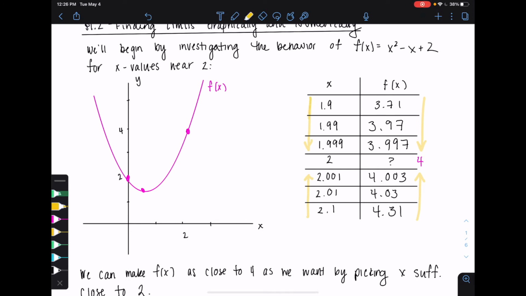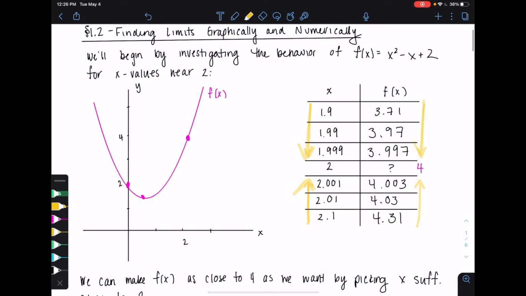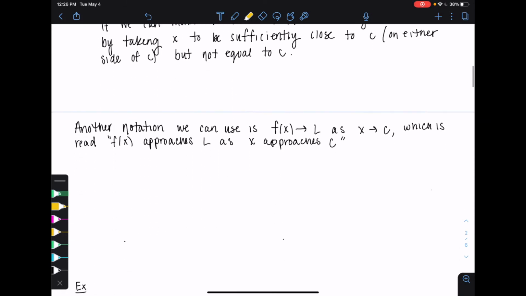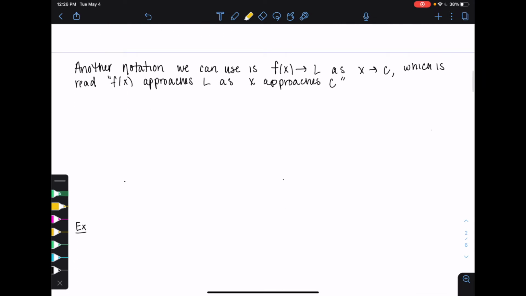I look at what happens around 2. For x around 2, what is your y approaching? So around 2, our y is approaching 4. What happens at 2, I do not care about. I only care what happens around it. Another notation you're going to see possibly is this arrow. This arrow also indicates approaching.